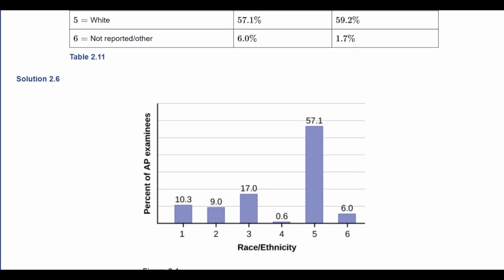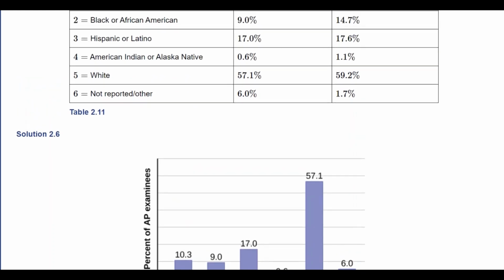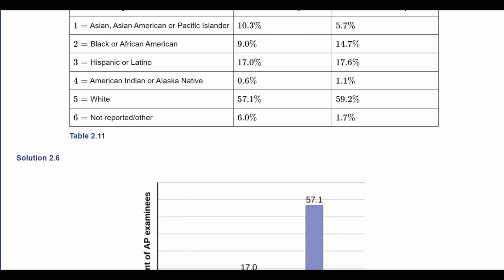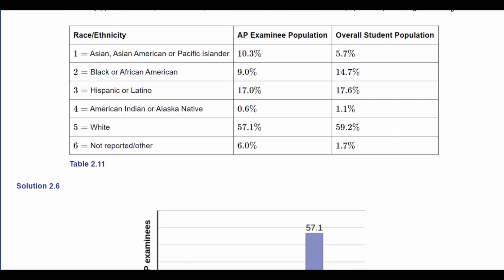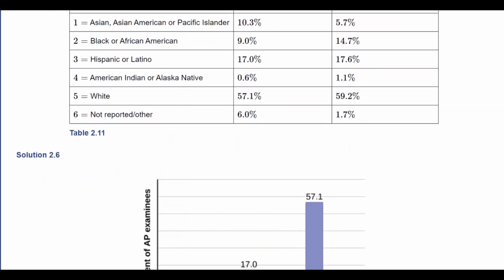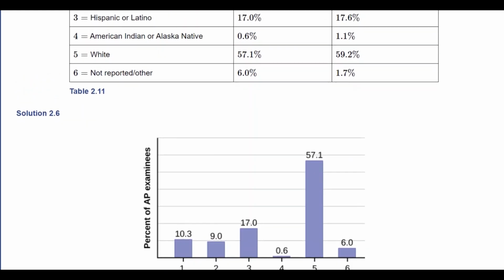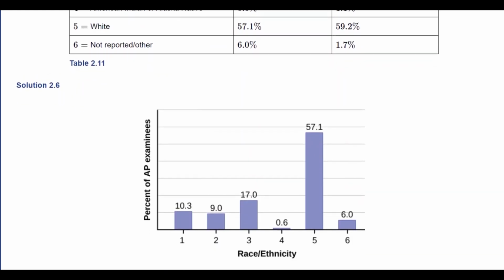Similarly, number 2 is represented by number 9, which means that the group representing number 2, which is Black or African American ethnicity, has 9% examinees. Similarly, 17% of examinees belong to Hispanic or Latino, which is represented by number 3. So 3 goes to 17, and you can associate all of the numbers according to the data and see how the graph is represented.